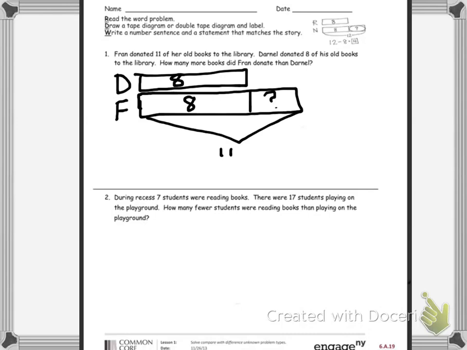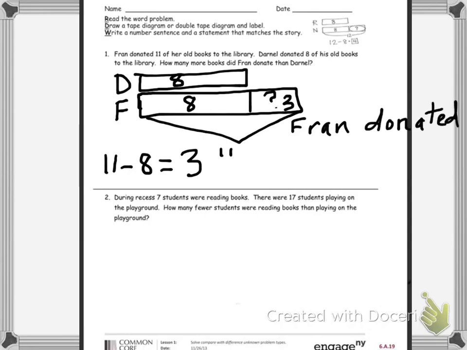So we can do the problem 11, which is her total number of books, minus 8, which is the number that Darnell donated, equals how many more she donated. 11 minus 8 equals 3. So we know our mystery box on our tape diagram should be 3. I'm going to write a 3 over here now that we know. And our statement would say, Fran donated 3 more books.